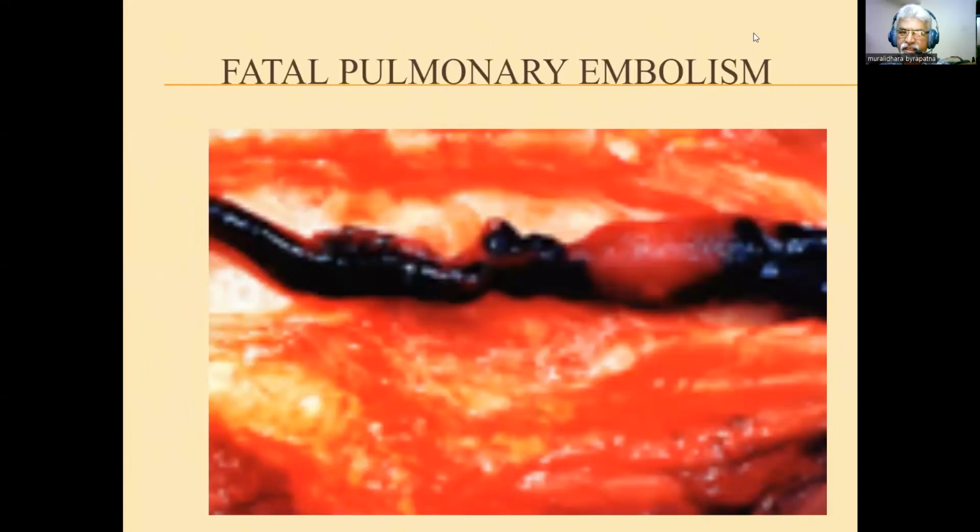This is a picture showing a fatal pulmonary embolism. A person died suddenly, and when an autopsy was done, they found a big snake-like thrombus in the major pulmonary blood vessel, causing pulmonary infarction.